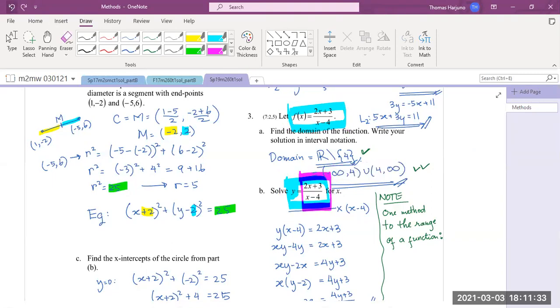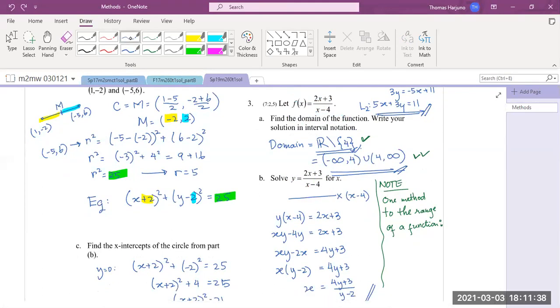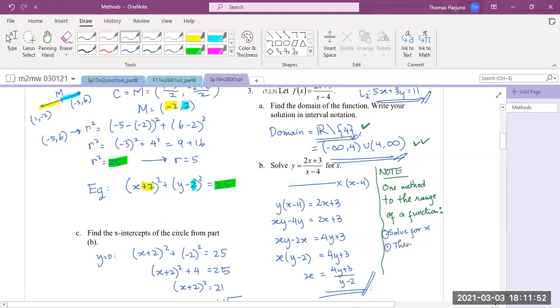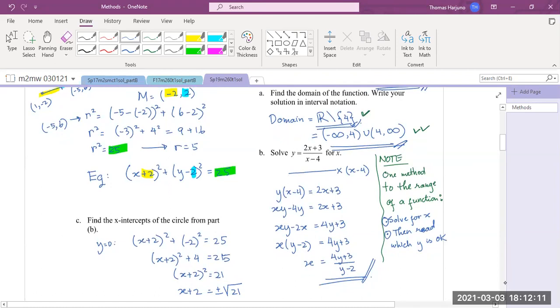Now, how to find the range? What we can do is we solve for x, like what we did in part B, and then read which y is okay. What kind of y can we use for this expression? We can use any y except 2. So the range will be, from here, you will see the range is all real numbers except 2. Does it make sense? That's a question that we didn't know how to answer yet.